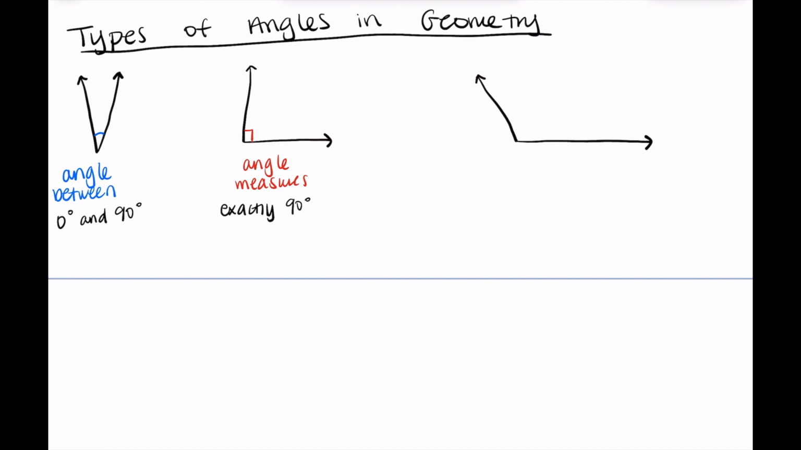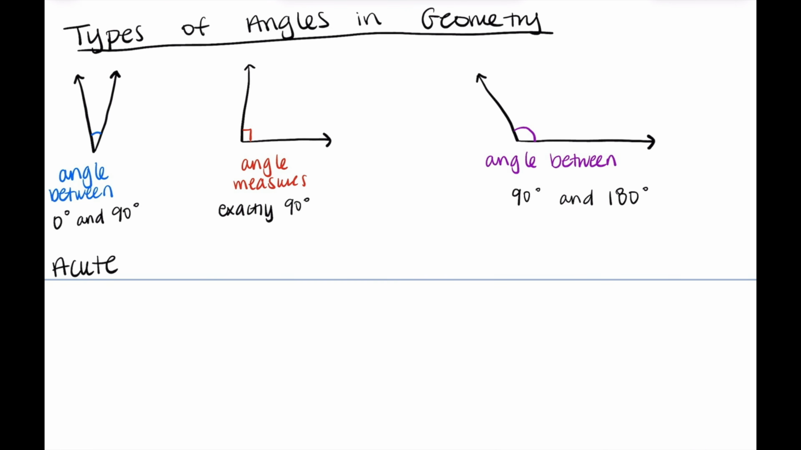And now we'll get into our third most common type of angle. This one I've labeled the angle measure in purple. This angle measure is between 90 degrees and 180 degrees. So these, like I've already said, are the 3 most common types. So now I'll fill in what they are all called.